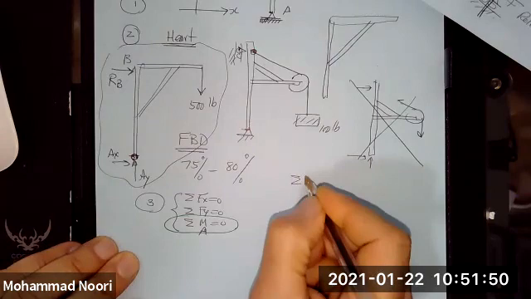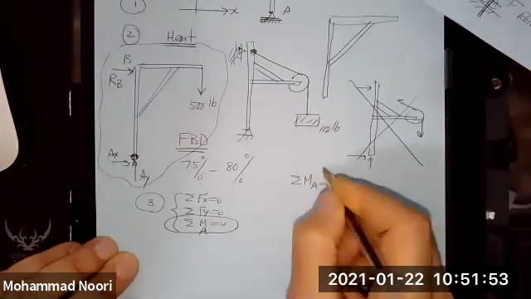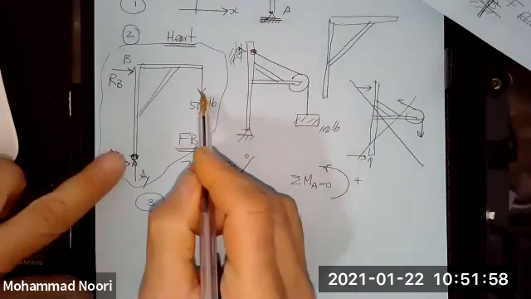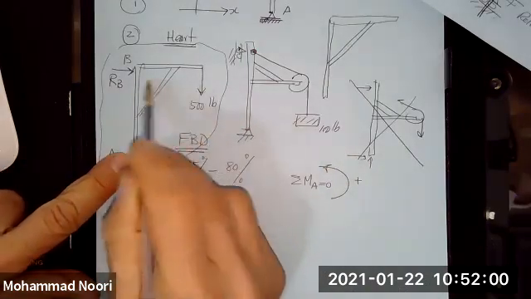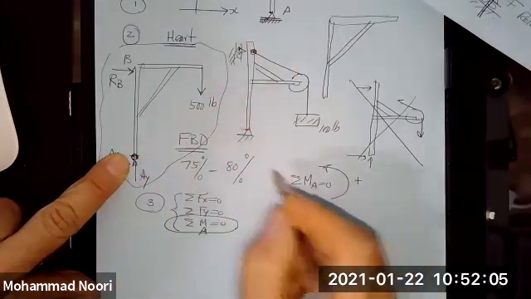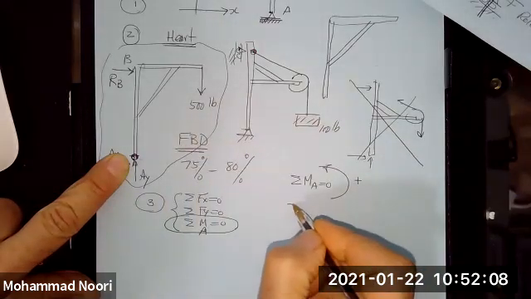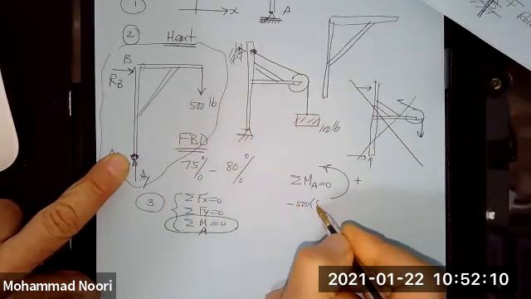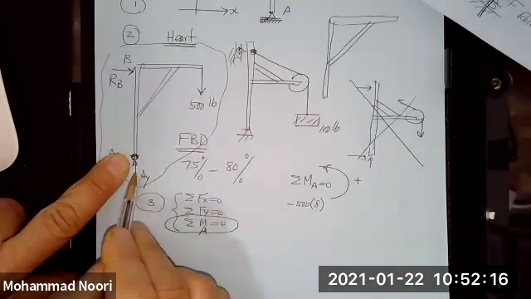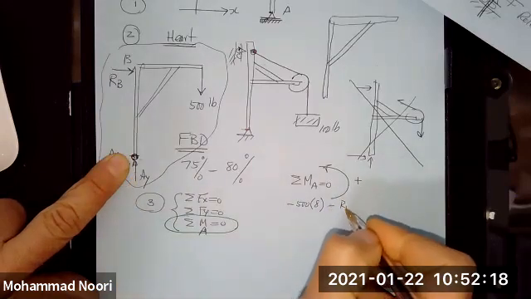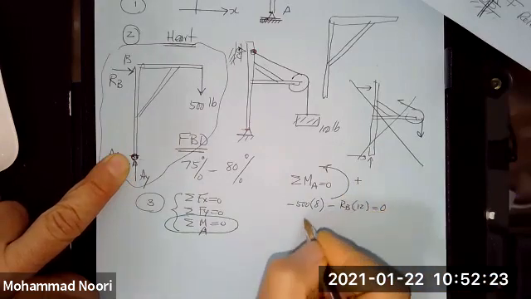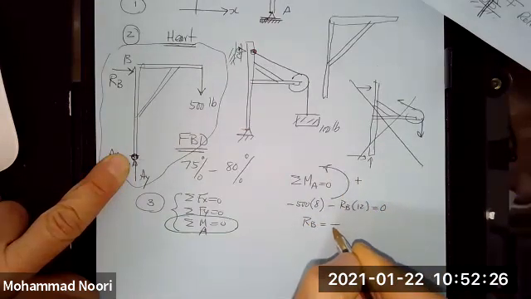So with that, let's do this. I take summation of moments about A equal to 0. Always consider this as a positive direction. So I have 500 times the vertical distance between here and here, that is this distance, given 8 feet, and this is clockwise, so I have negative 500 times 8. Then this force also generates a clockwise moment. So negative RB times 12 equal to 0.